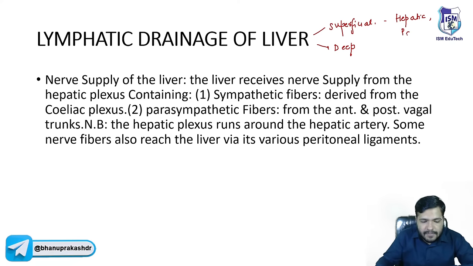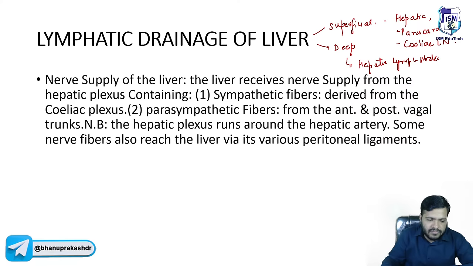We have paracardiac lymph nodes, and we have celiac lymph nodes. And deep lymphatics, basically, it is around the end of the inferior vena cava. So it is partly in the nodes around the end of the inferior vena cava, and it is partly in hepatic nodes, hepatic lymph nodes.